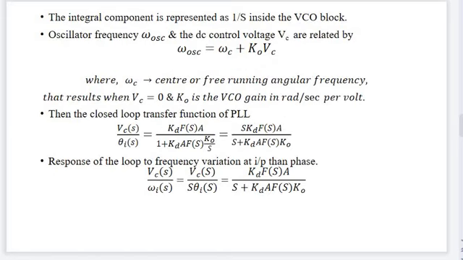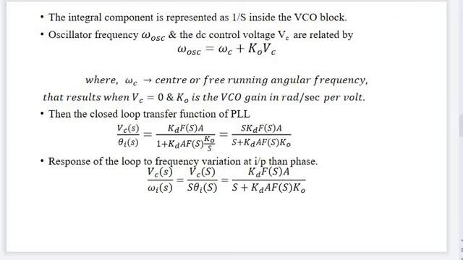The integral component is represented as 1 by s inside the voltage controlled oscillator block, and the oscillator frequency omega osc and the DC voltage Vc are related by omega osc equal to omega c plus k naught into Vc. The omega c is the center or free running angular frequency when Vc equals 0, and k naught is the VCO gain in radian per second per volt.